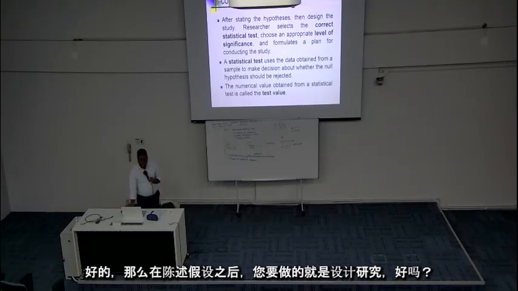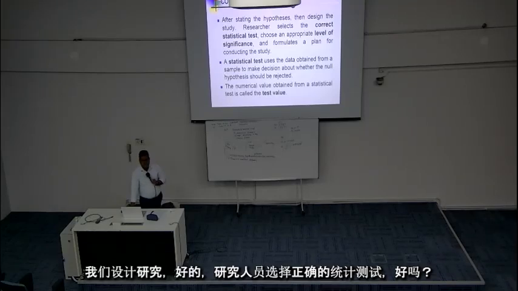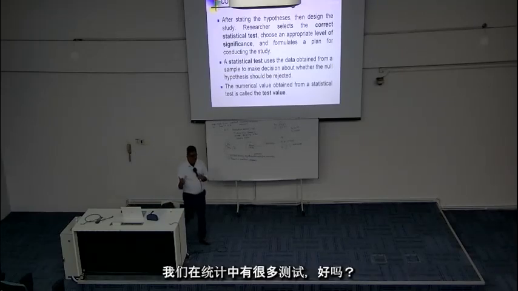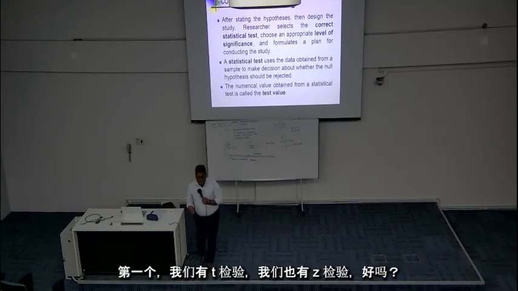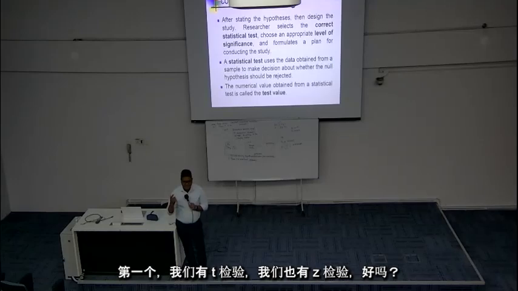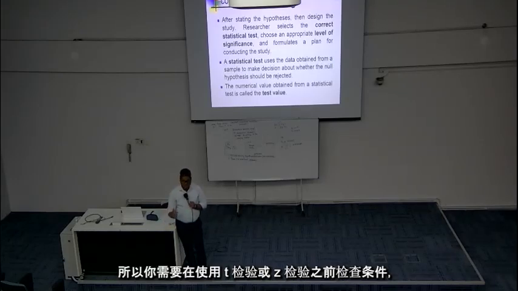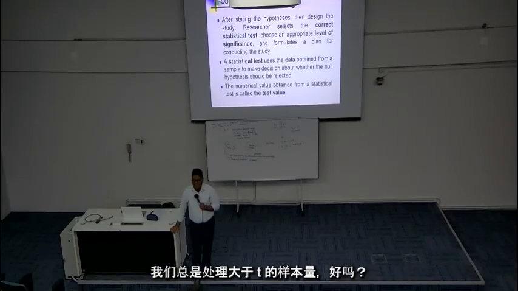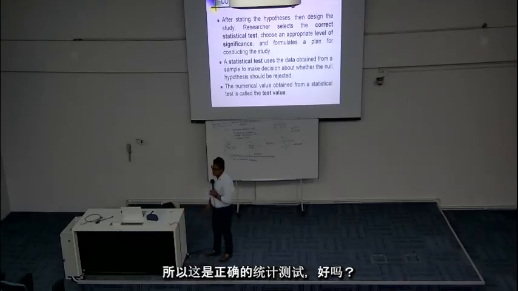After stating the hypothesis, what you should do is design the study. Researchers select the correct statistical test. We have many tests in statistics. The first one is the t-test, and we also have the z-test. You need to check the conditions before you use the t-test or the z-test. Normally the t-test deals with small sample sizes, and the z-test deals with sample sizes of more than 30. So this is the correct statistical test.